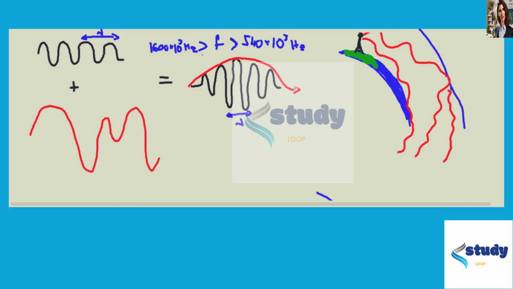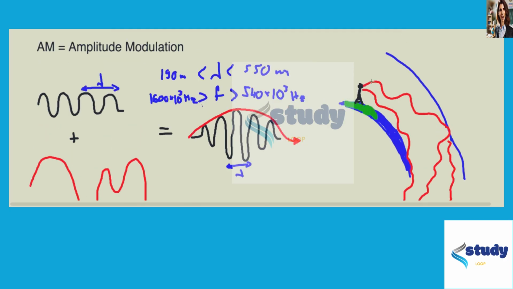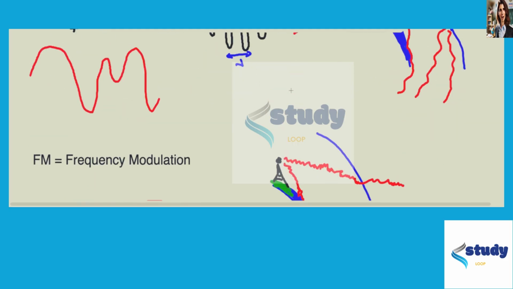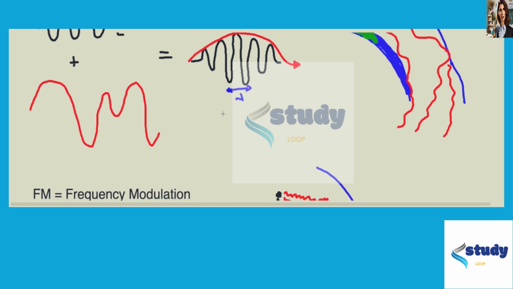And that's why you often hear static if you're, for example, trying to listen to an AM transmission in the vicinity of bad weather. You could have reflections from other parts of the atmosphere, or components of the weather that create other waves that interfere with your signal. So that's all we have to say about AM waves, or amplitude modulated radio signals.